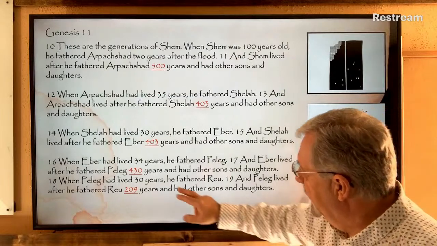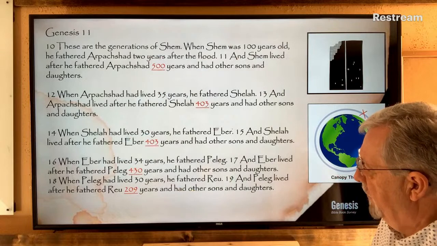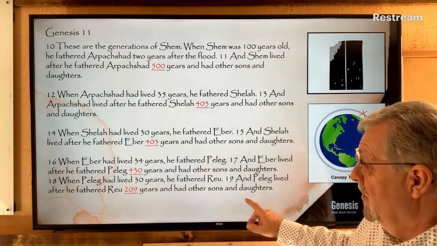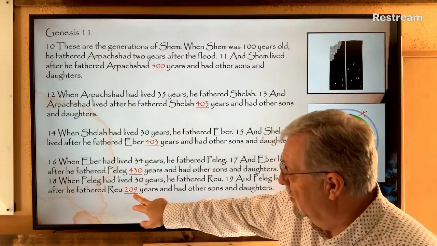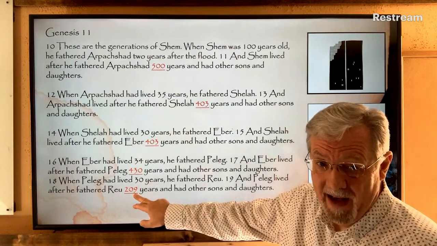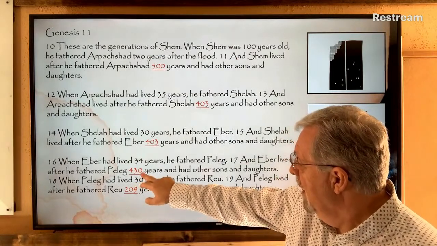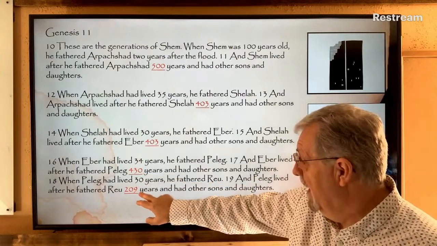When Peleg had lived 30 years, he fathered Reu. And Peleg lived, after he fathered Reu, 209 years and had other sons and daughters. So this guy could have been an anomaly, because notice here, 209 plus 30, that's 239. That's way down. He died a very, very young man compared to the rest of these guys. This guy's father lived 464 years. So this guy, he dies pretty young.